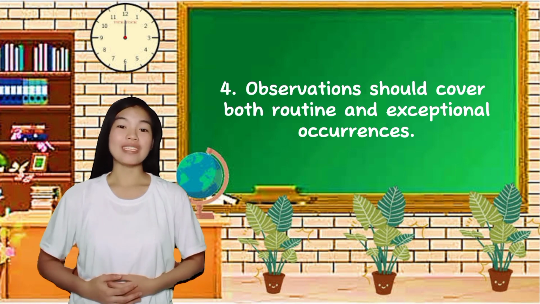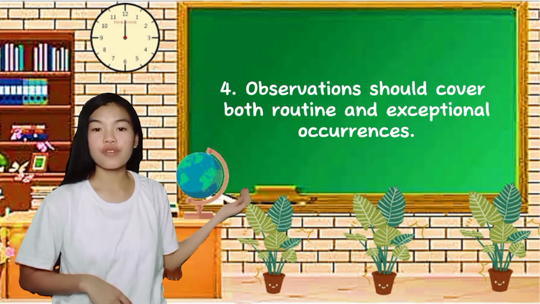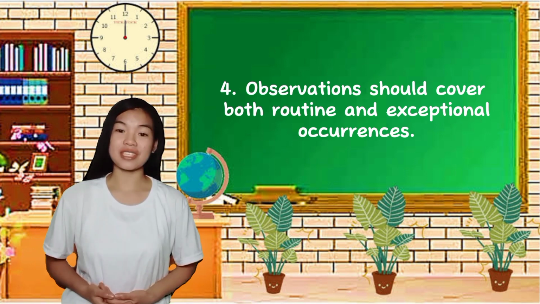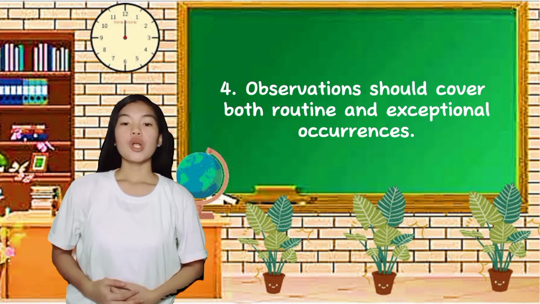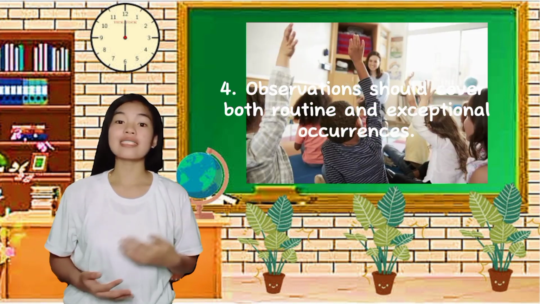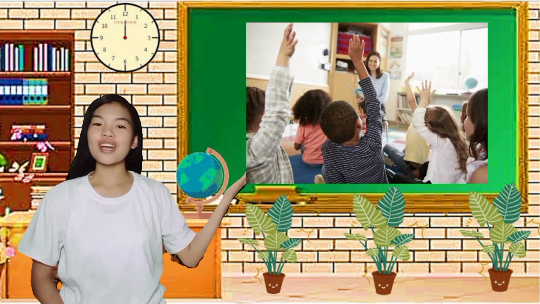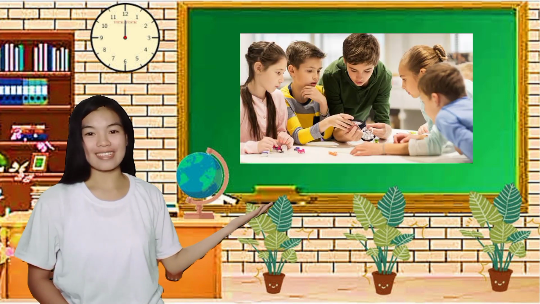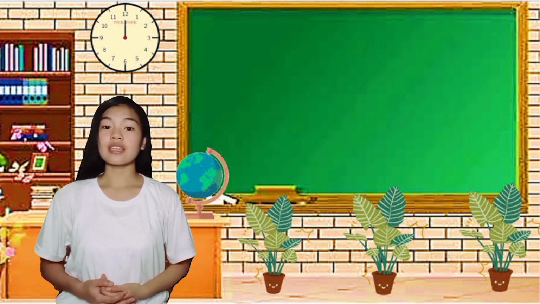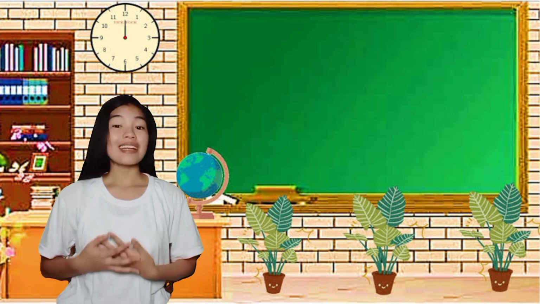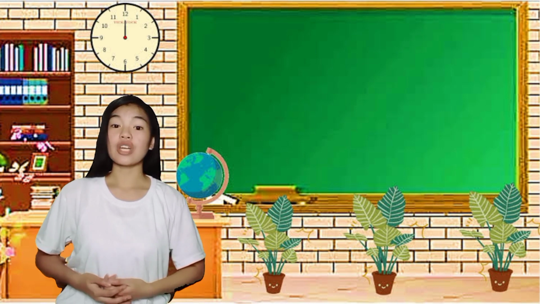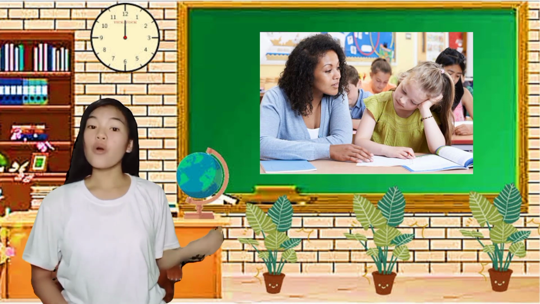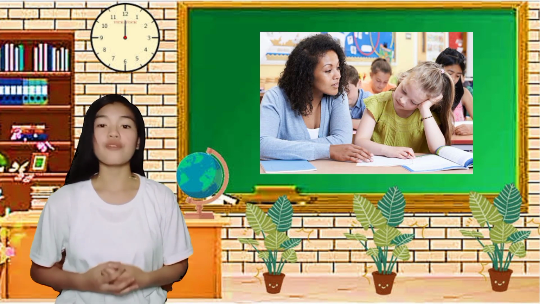And then the fourth point is observations should cover both routine and exceptional occurrences to gain a comprehensive understanding of a student's progress. Routine occurrences are the everyday activities that students engage in, such as class discussion, independent work, or group projects. Exceptional occurrences are the more unique or unexpected events that may occur, such as a student struggling with a particular concept or demonstrating an unexpected skill.